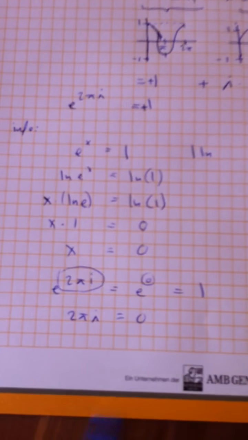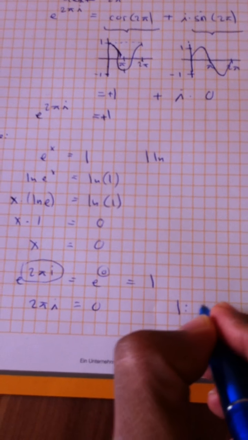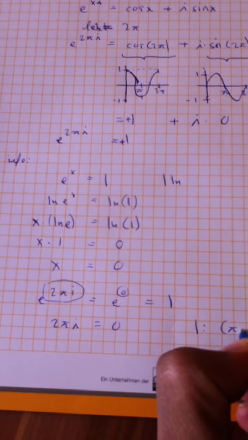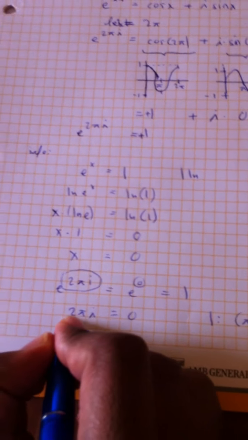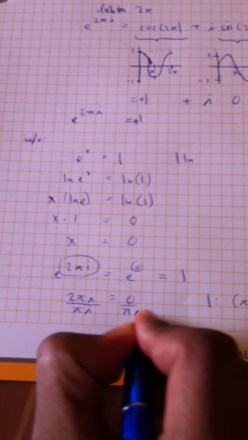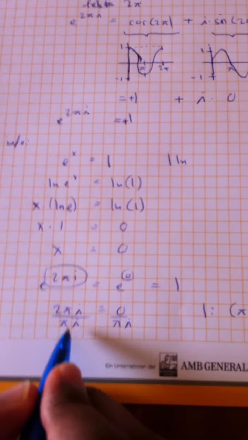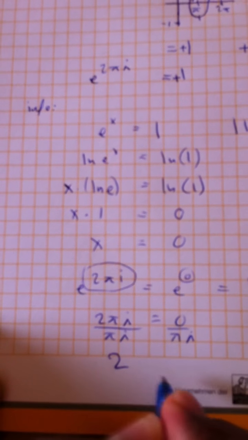And now what I'm going to do is divide on both sides by pi i. So I'm going to divide right here by pi i, and I'm going to divide here by pi i. And we know 0 divided by anything is 0, and 2 pi i divided by pi i is 2, so we got 2 equals 0.